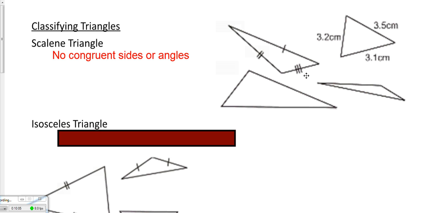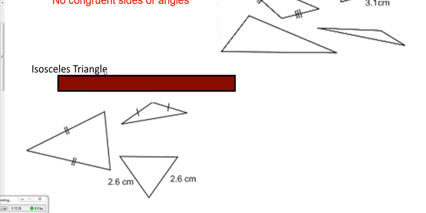Now notice in this example, I like it because it uses the tick marks. You can see 1 tick, 2 ticks, 3 ticks, meaning that none of these are the same as this one, none of them are the same as this one, none of them are the same as this one. So it's 3 different measured sides. So if none of the sides are the same, it is a scalene triangle.